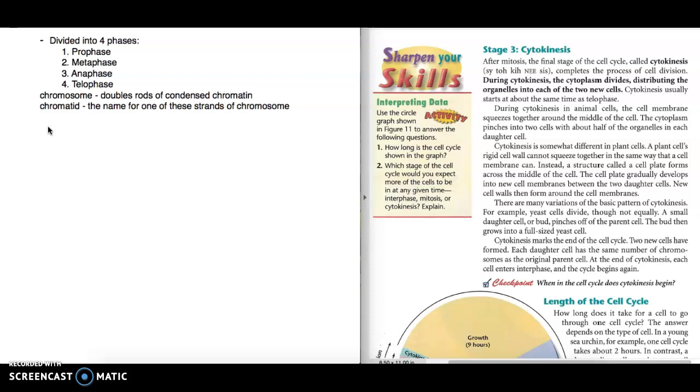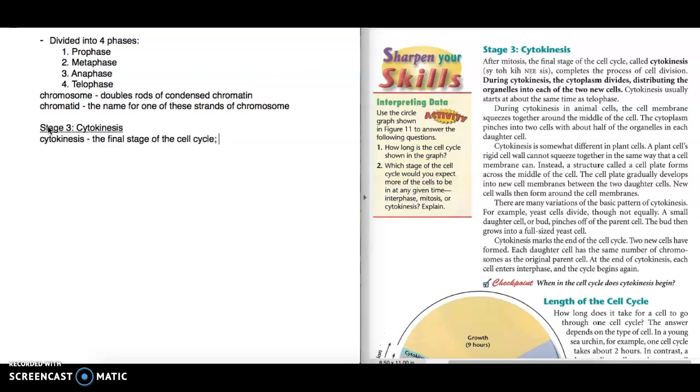Go ahead and write this section heading into your notes, and then you can pause the video and read the section. The first thing that I see in this section, indeed it's in the first line, is a vocab term. Cytokinesis is the final stage of the cell cycle.